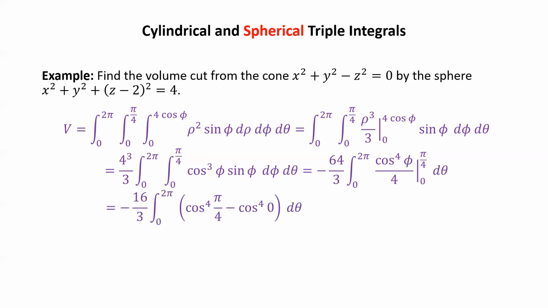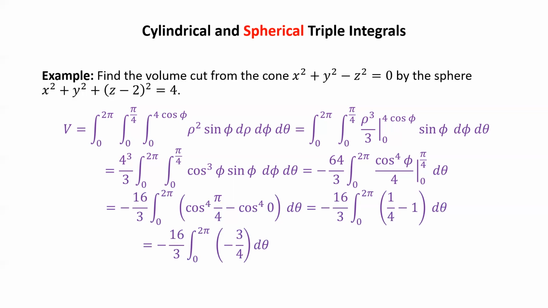So canceling the 4 with the 64, we get negative 16 thirds, the integral from 0 to 2 pi, cosine to the 4th of pi over 4 minus cosine to the 4th of 0, d theta. The cosine of pi over 4 is 1 over root 2. When we raise that to the 4th power, we get 1/4. And the cosine of 0 is 1. When we raise that to the 4th power, we get 1.